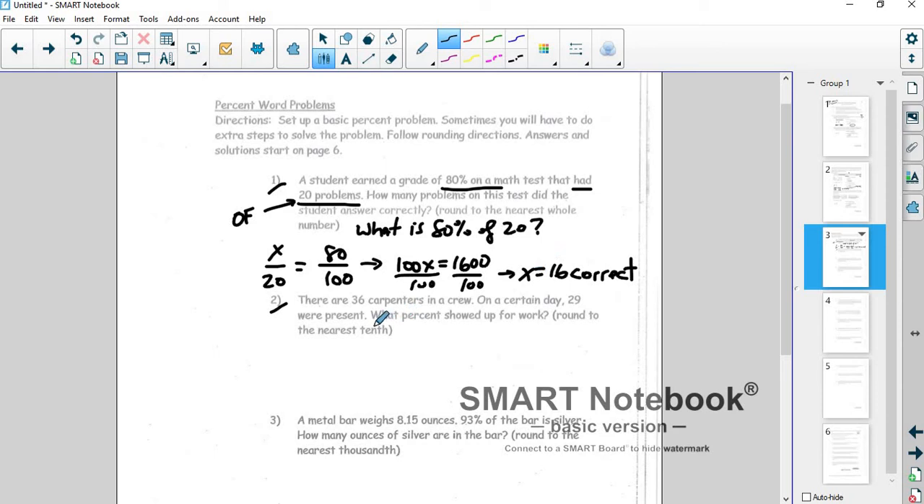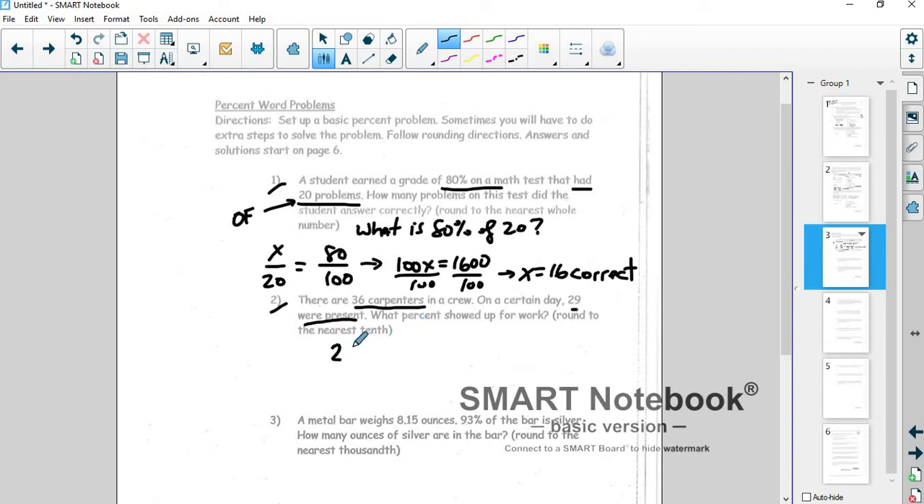Number 2. 36 carpenters are in a crew. On a certain day, 29 were present. What percent showed up for work? Well, once again, the bigger number here, remember I talked about if we're talking about money or change of something like that, then percentages bigger than 100 makes sense. But when you're talking about physical stuff, you can't have a percentage bigger than 100.